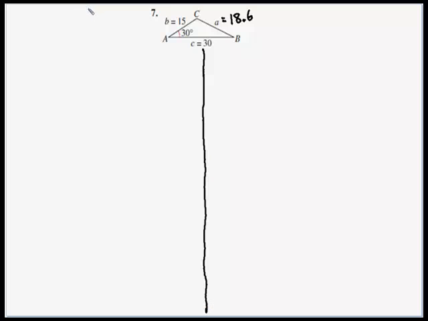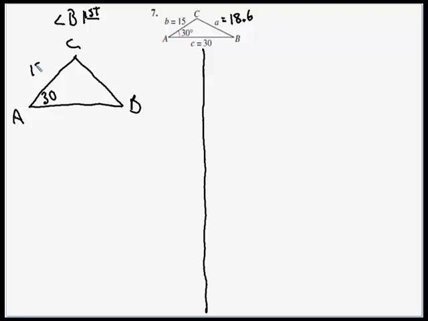Let's go angle B first. And let me draw two triangles. This is just the given stuff that we have. 30, 15, another 30, 18.6. Let's see here. That'll be good enough to get us started.